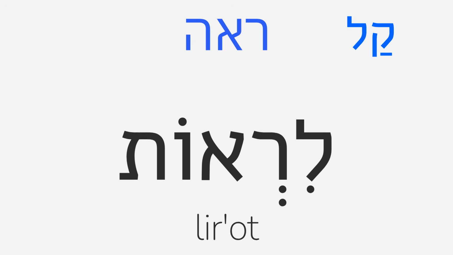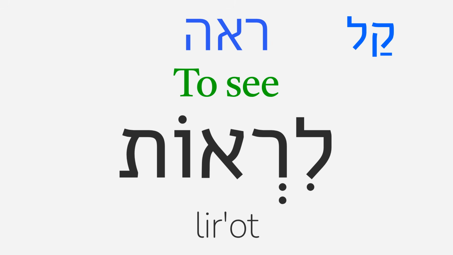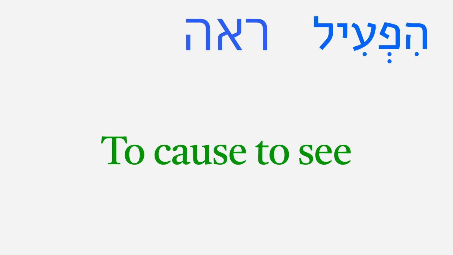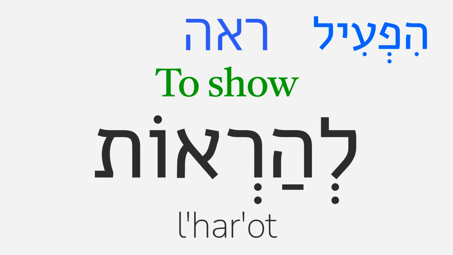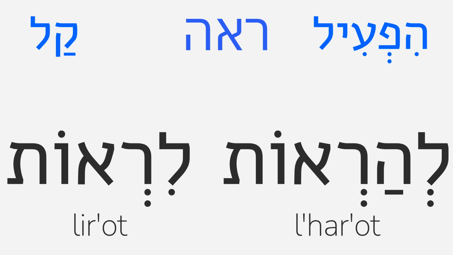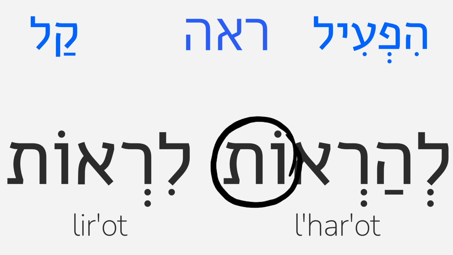For a while, we've known that we can put the root resh, aleph, hey in the kal binyan to make the verb lirot, to see. This root can also be used in the causative Hiphil binyan, where it will mean to cause to see, or to show. This verb is laharot. Just like the kal, in the Hiphil, roots that end with hey will replace their last vowel, in this case the e, and the last root letter hey, with a vav with cholam and a tav.